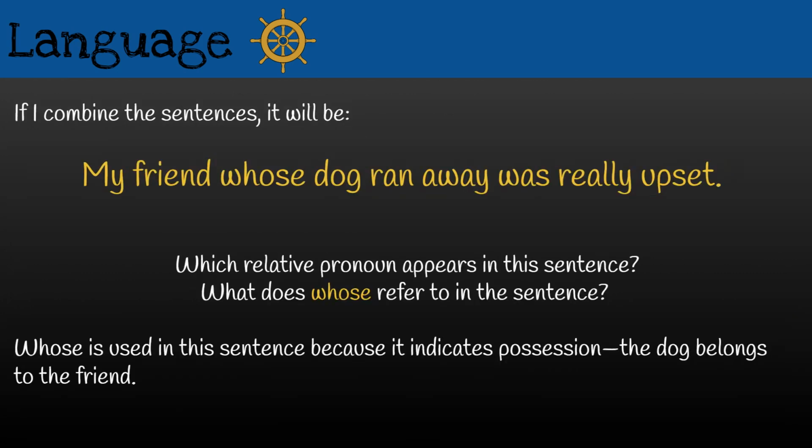I would rewrite it to say, my friend whose dog ran away was really upset. The relative pronoun is whose, and it's referring to the dog that belongs to the friend. So in this case, the subject is the friend, the dog is the object.